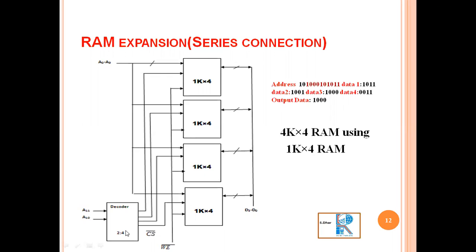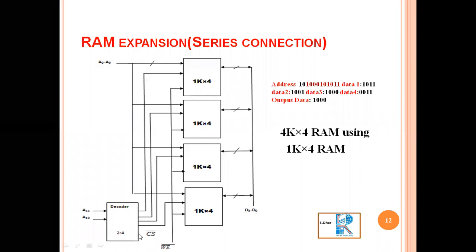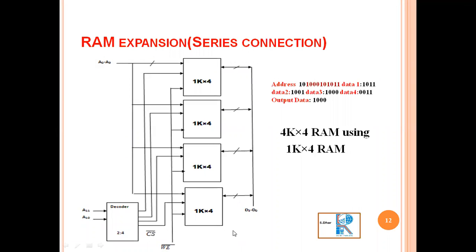Those who have done the decoder in the lab know it. Otherwise, just listen. The decoder means if you give 0, 0, the first line will be activated. If you give 0, 1, the second line will be activated. 1, 0, the third line, and 1, 1, the fourth line will be activated. Clear? Now see what happens if I do this type of operation.